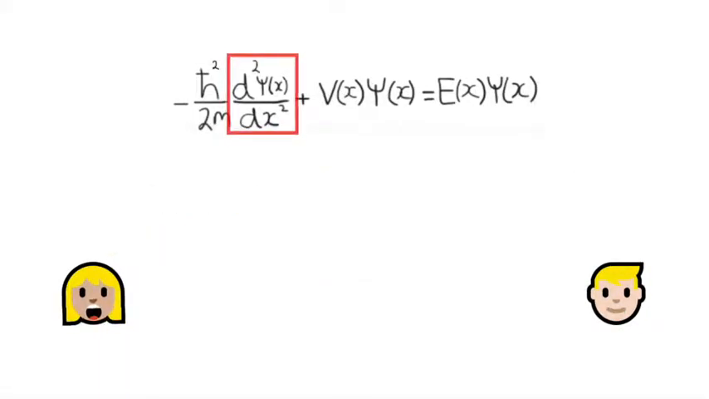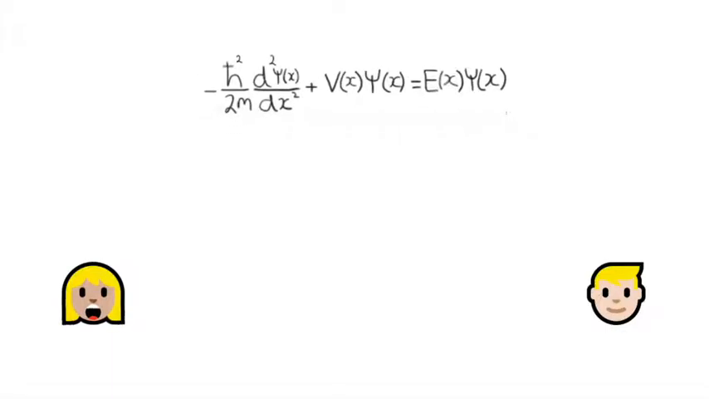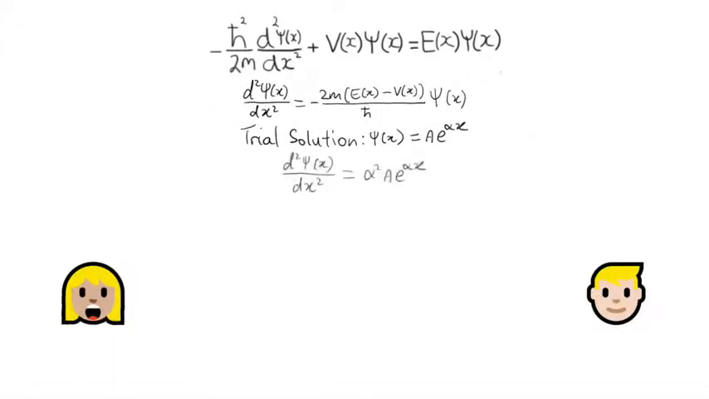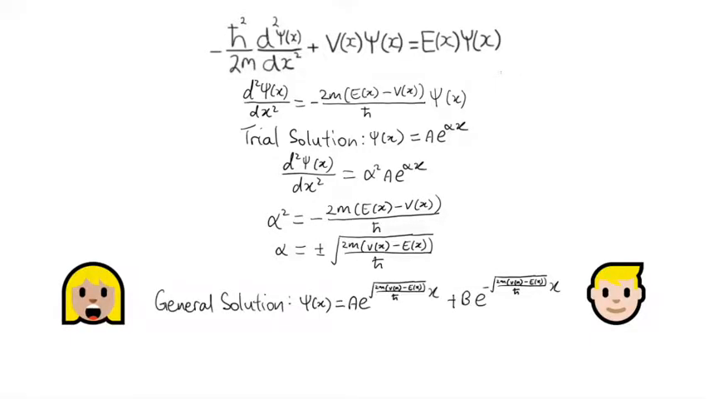As you can see, the time-independent Schrödinger equation is a second-order differential equation. To solve it, first we rewrite it in this form, then we choose a suitable trial solution, substitute it in, and eventually we get the general solution. Pause the video now if you want to work through the maths yourself.